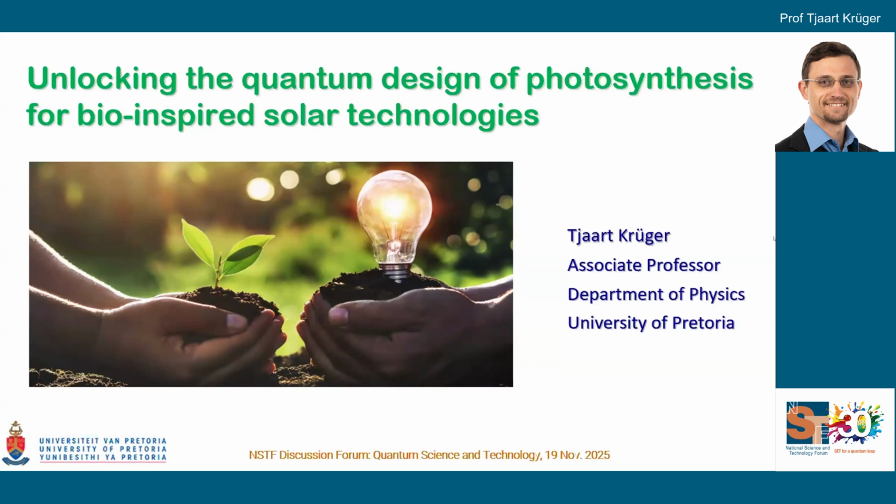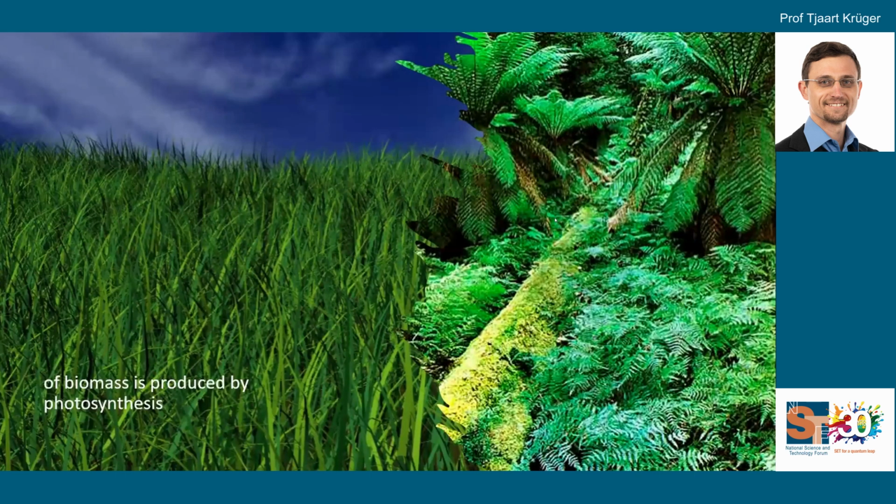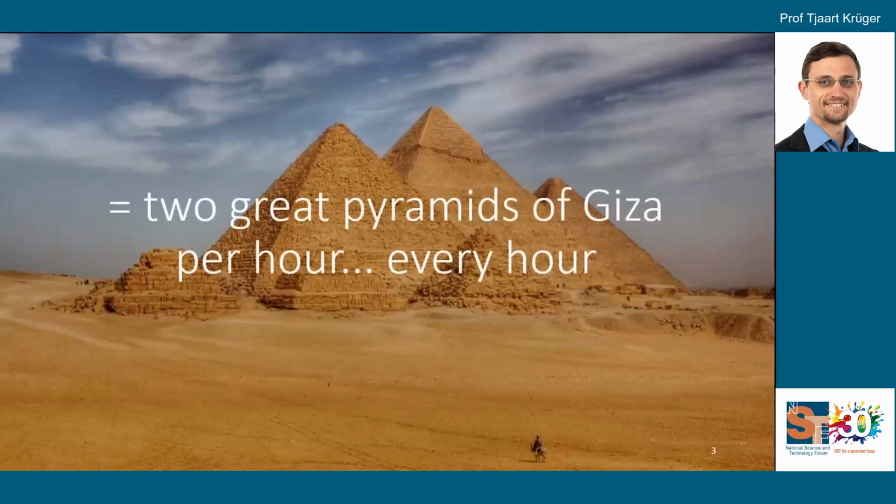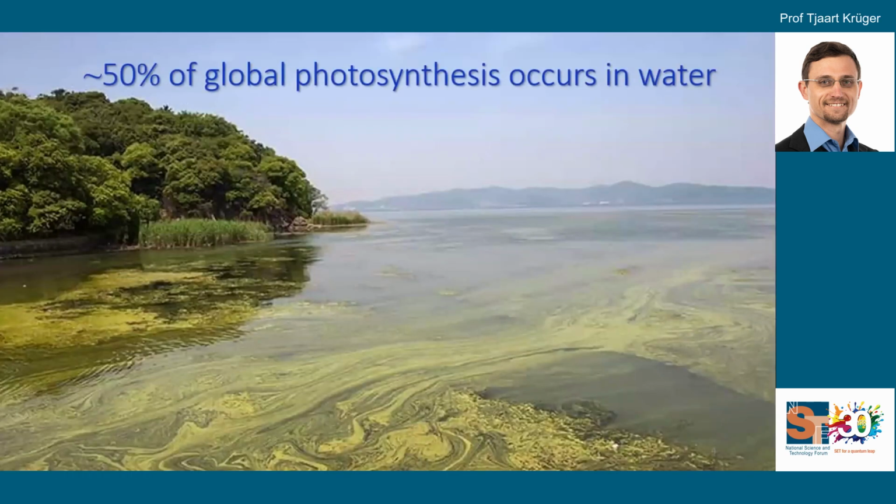Okay, so before we dive in there, I just want to first show you the magnificent scale of energy conversion that we are dealing with here. So photosynthesis is dealing with energy conversion, and we're talking about 105 billion tons of biomass that is produced annually by photosynthesis. This is equivalent to 2 Great Pyramids of Giza per hour, every hour. So this is really energy conversion at a massive scale, and half of this happens in water.